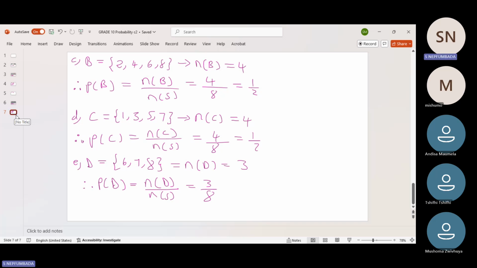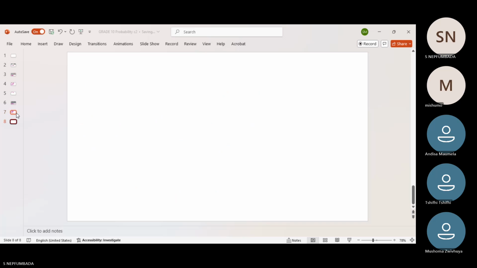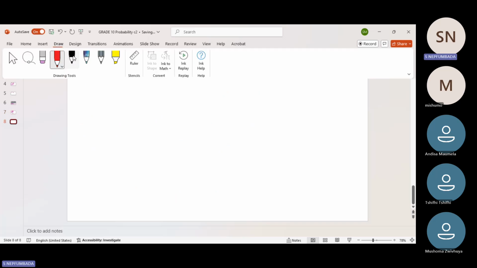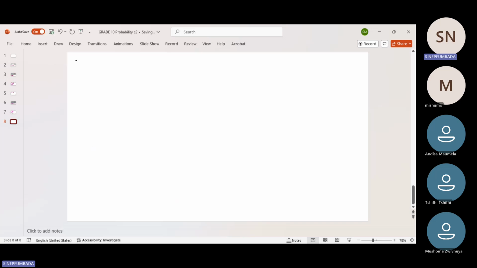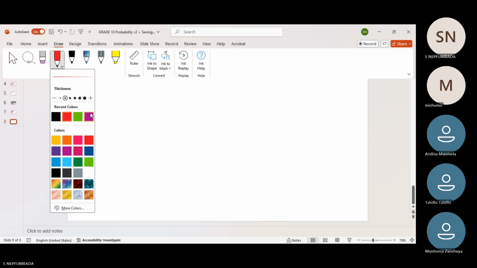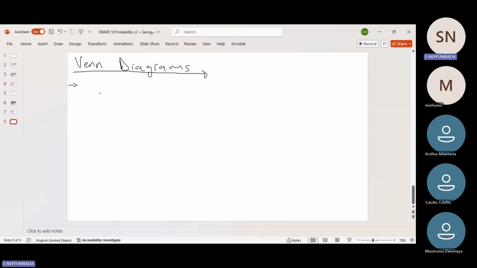Okay, so now let's talk about what we call a Venn diagram. A Venn diagram is a graphical way of representing a sample space and its events.